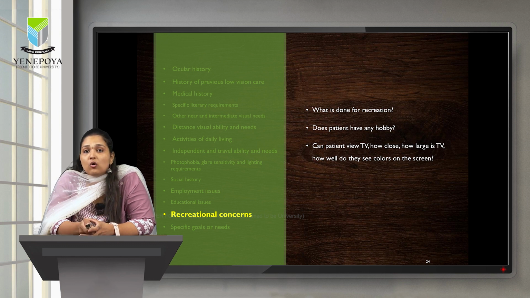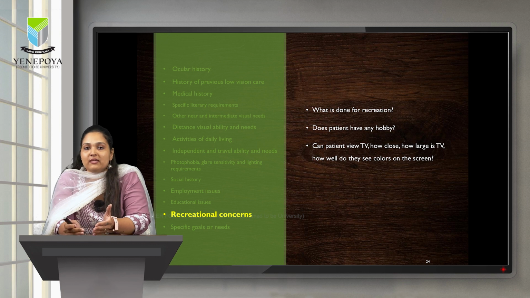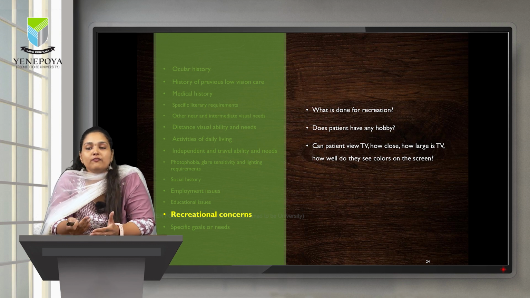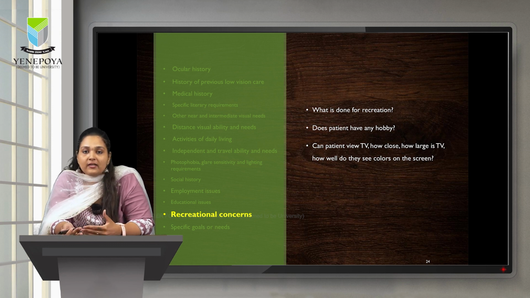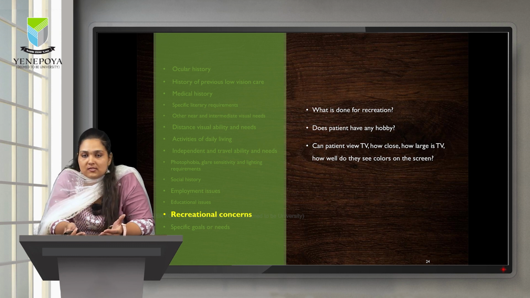Also, specific goals. The last question we used to ask the patient is, this much time I was speaking with you, I understood what you are going through. So is your specific goal or need for distance, or for near, or for intermediate, or for doing this or that? I usually have this kind of conversation with my patients to get the idea of what they exactly want, and based on that low vision treatment or devices can be prescribed.